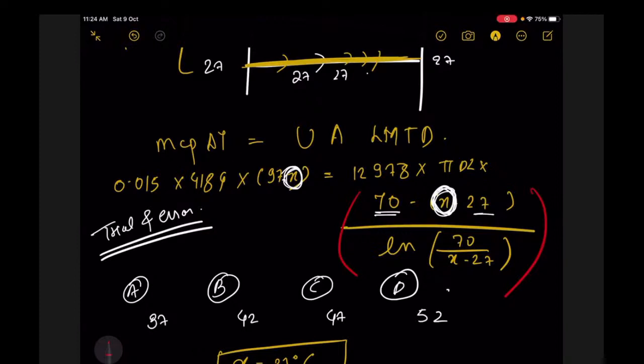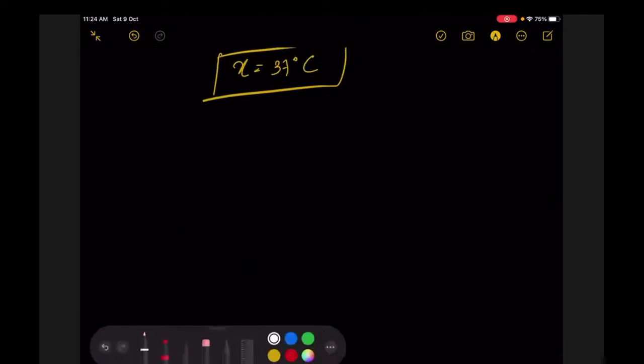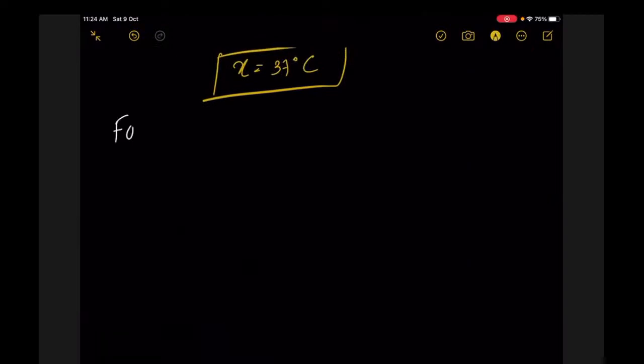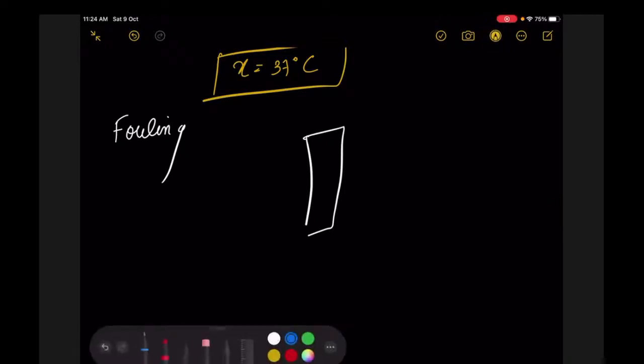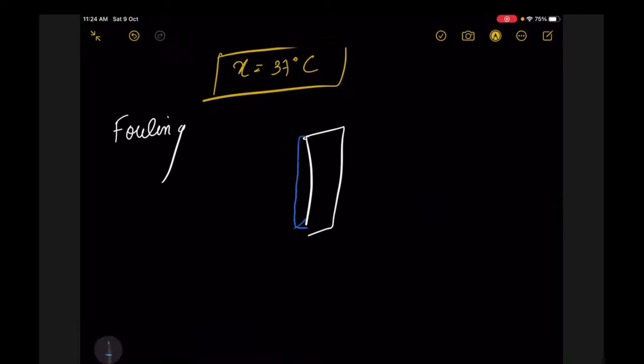Now we will solve some questions regarding fouling, which is very important. We have seen fouling in the last lecture. We have seen that initially conduction will occur, and after that there will be fouling on the side. Obviously, when fouling takes place, it is conduction.